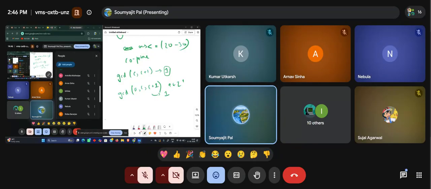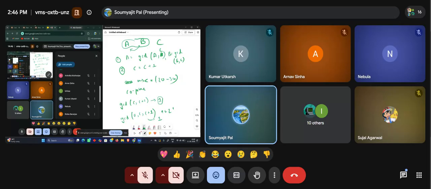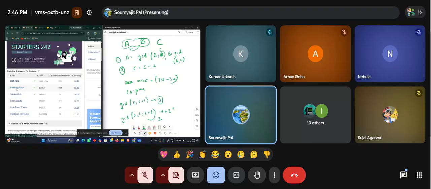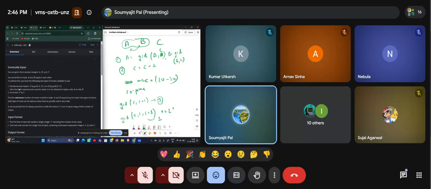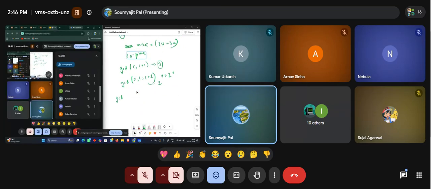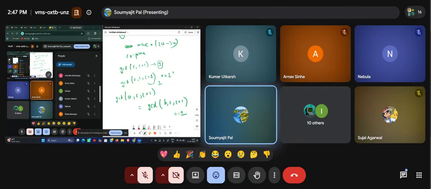Yes. So I can write like this: whatever the given A and B, A and B are positive given in the question. So for any positive, I can write like this: GCD of A comma C plus one is equal to GCD of B comma C plus one is equal to 1. Can I write this? Yes. Okay.